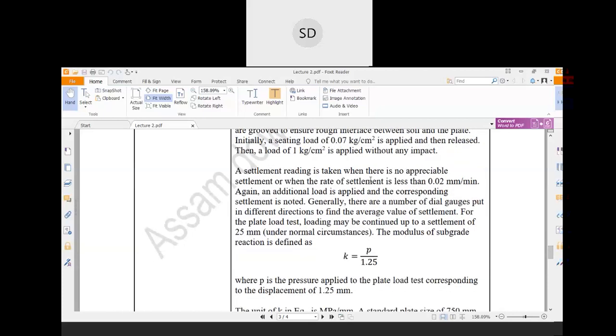Now a settlement reading is taken when there is no appreciable settlement, or when the rate of settlement is less than 0.02 millimeter per minute. So whenever you apply that 1 kg per centimeter square load, there would be some settlement in the sample. But while settlement is going on, you don't have to take the reading. You have to take the reading when that portion has already settled, that is, when there is no visible settlement, or the rate of settlement is very low, which is 0.02 millimeter per minute.